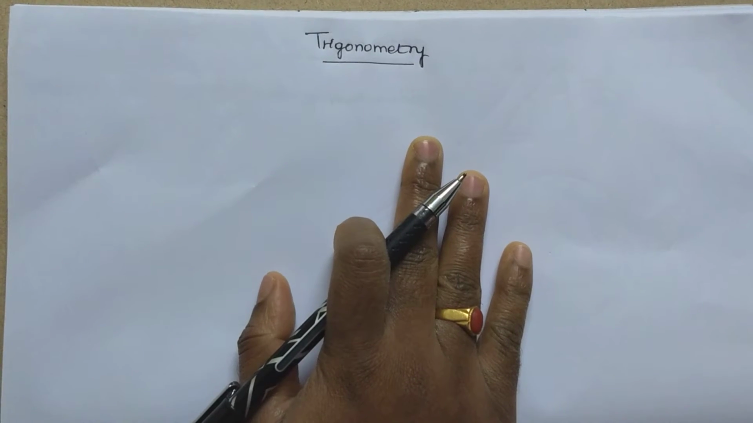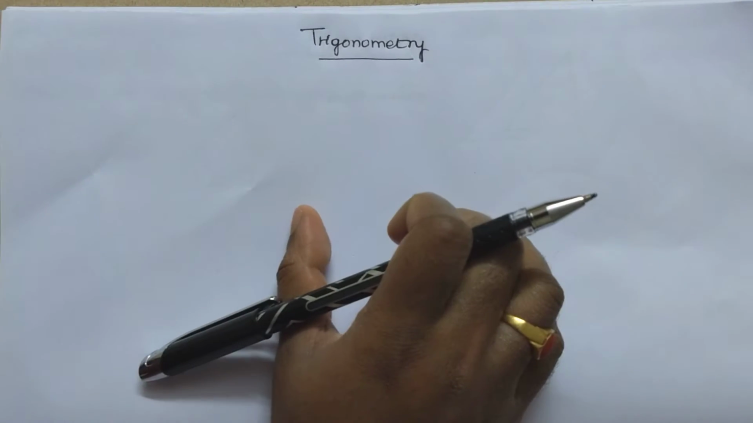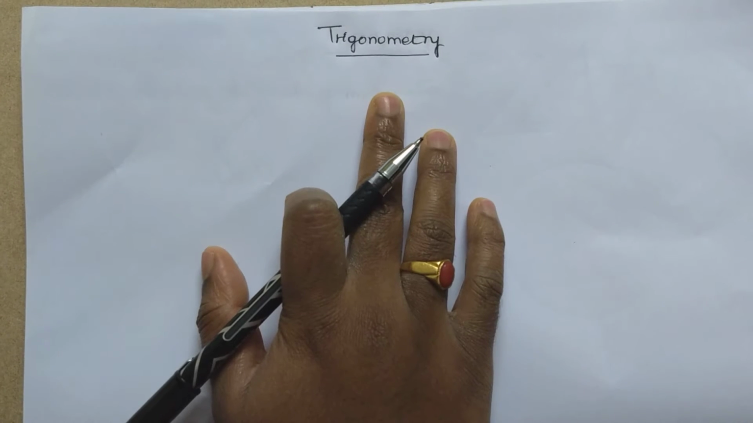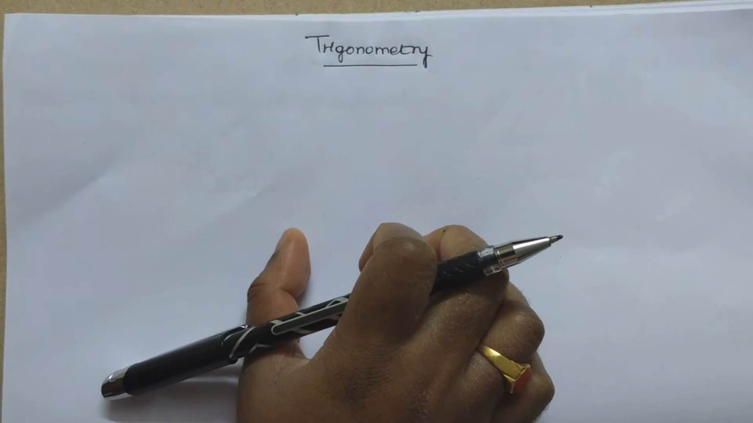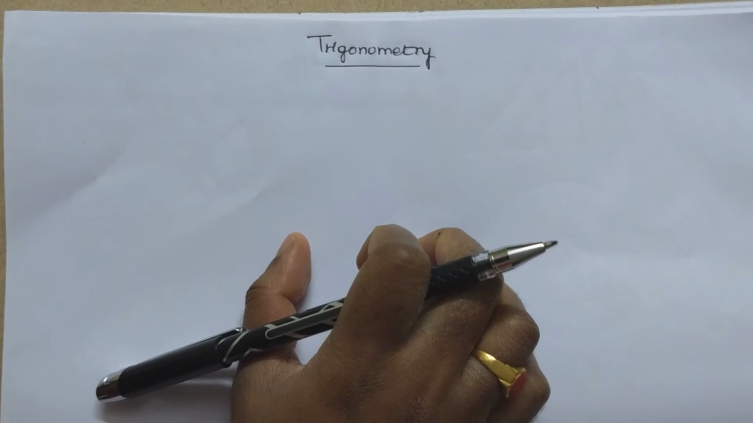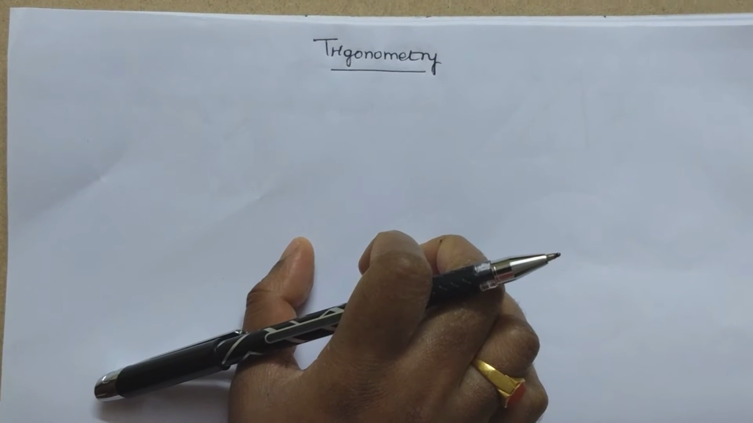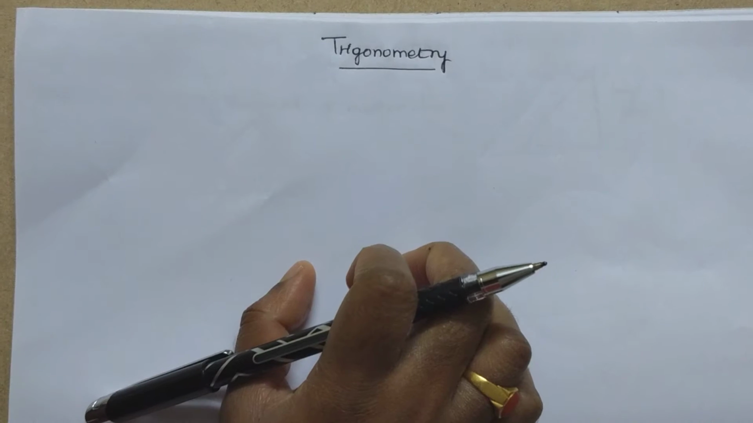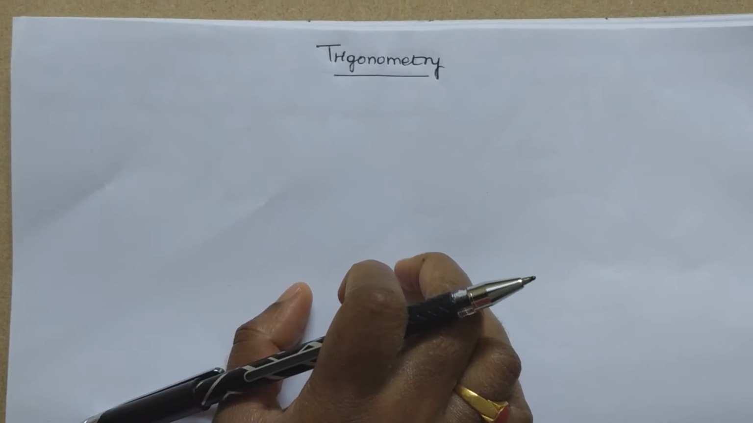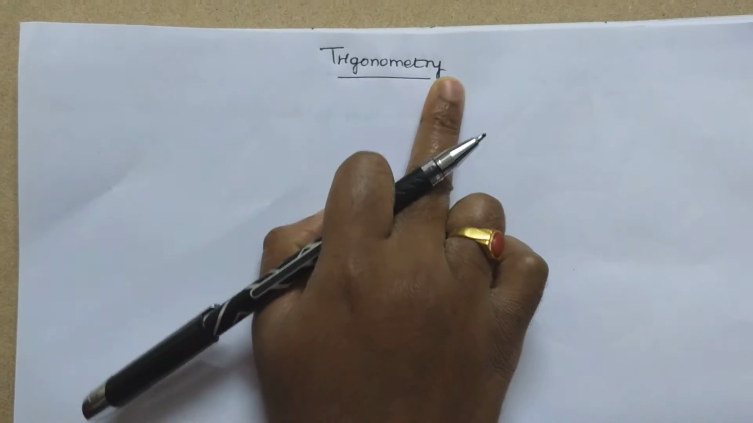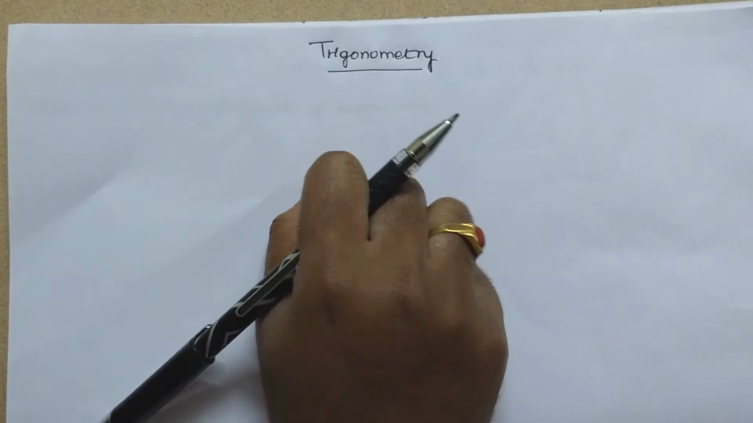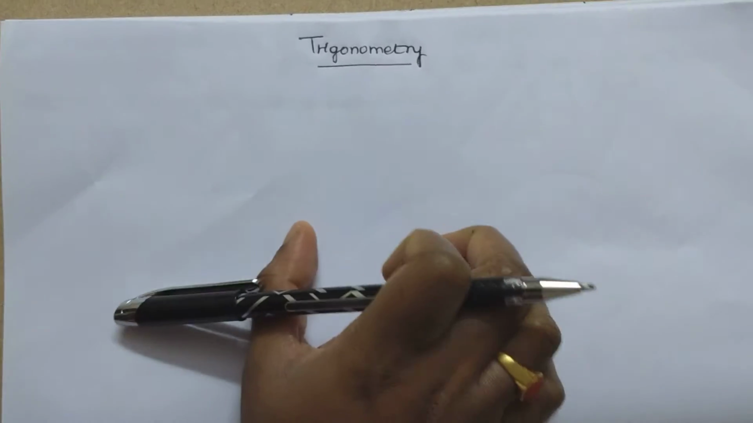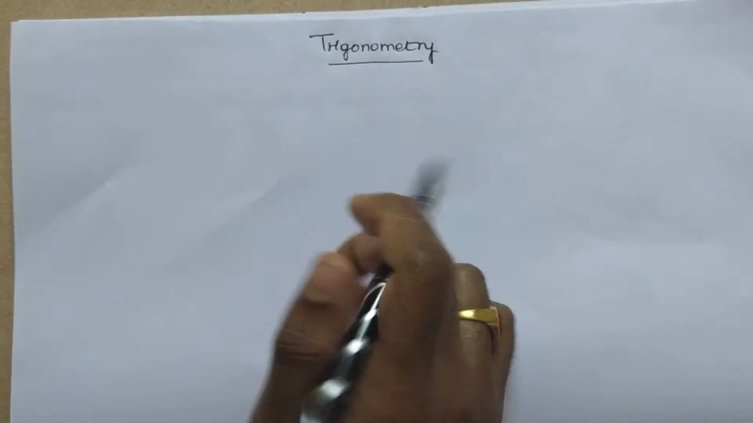Hello friends, in this video, let us enter into our new chapter, trigonometry. Before entering into this chapter, we have learnt till now what are triangles, their properties, similarity of triangles and so on. Correct? So, trigonometry is a branch of mathematics which deals only with the right angle triangles. Okay?